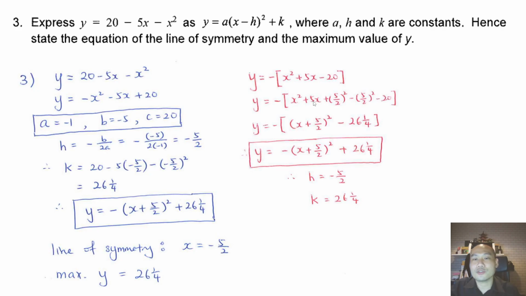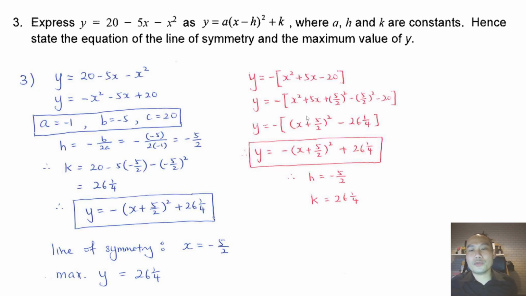How do I get 5 over 2? I just take the coefficient of x, or rather the value of b, I divide it by 2. Then I square it, right? So I add that value, subtract that value. After that, the first three terms here are actually a nice perfect square. That's why this is called completing the square. And of course the values at the back here, we can just calculate using a calculator. It's negative 26 and 1/4.